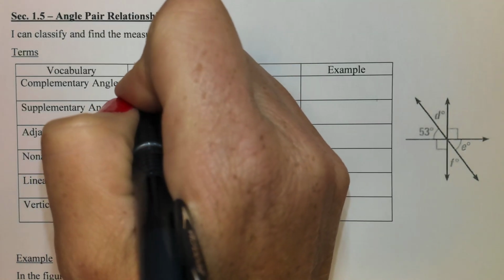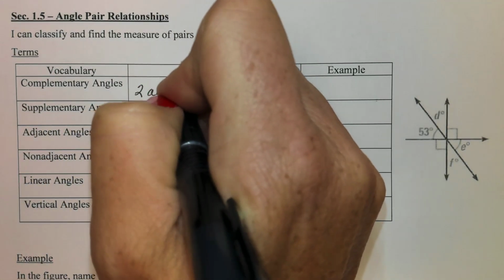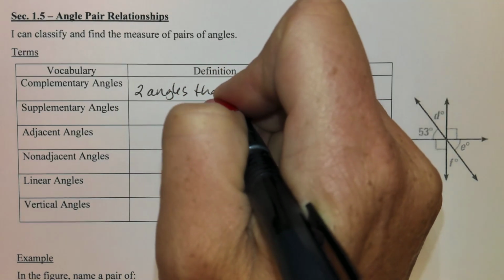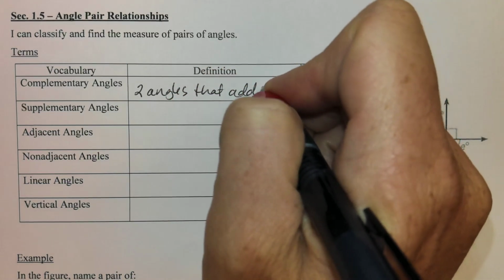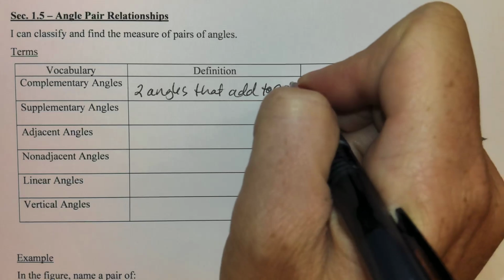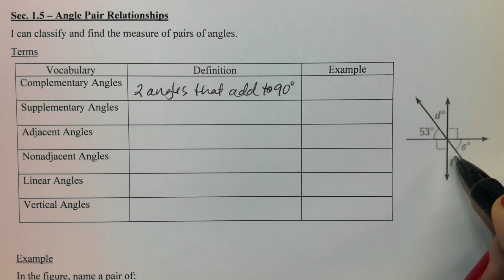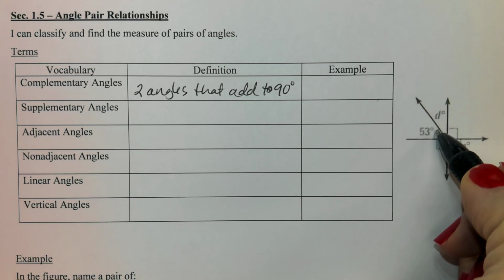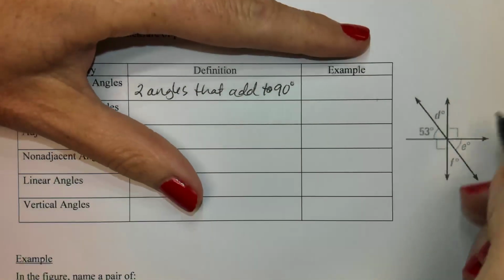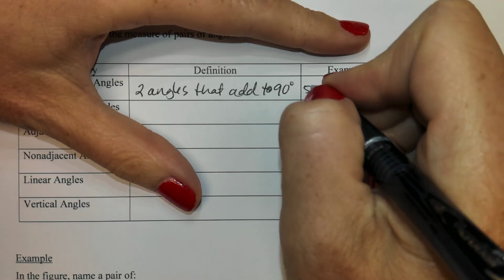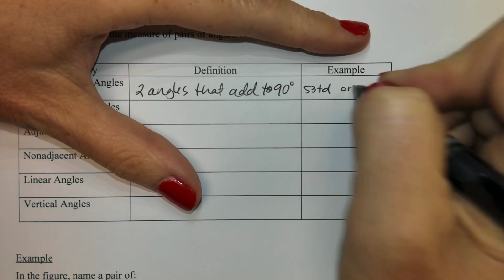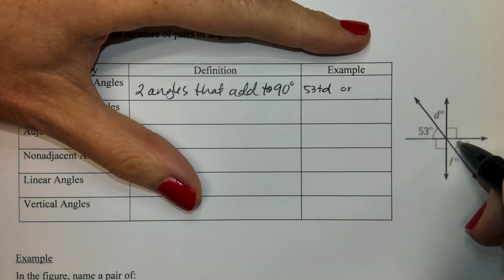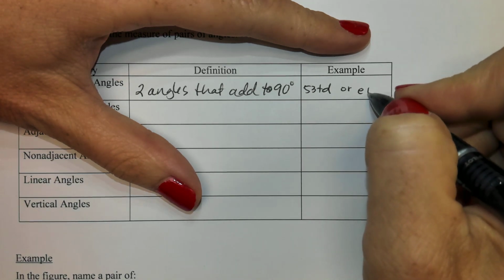I'm betting you've heard this one before. This is just two angles that add to 90. So in our picture, two angles that do that. Now we're not talking about an angle that is 90. We want two of them that add up to 90. So an example here would be the 53 and the D. That would work. Or we've got E and F over here. They would also make 90.